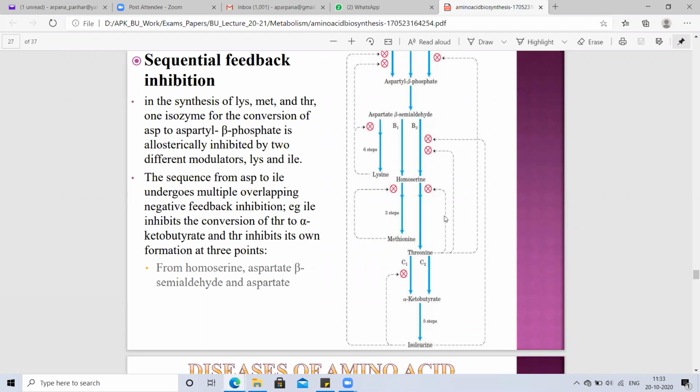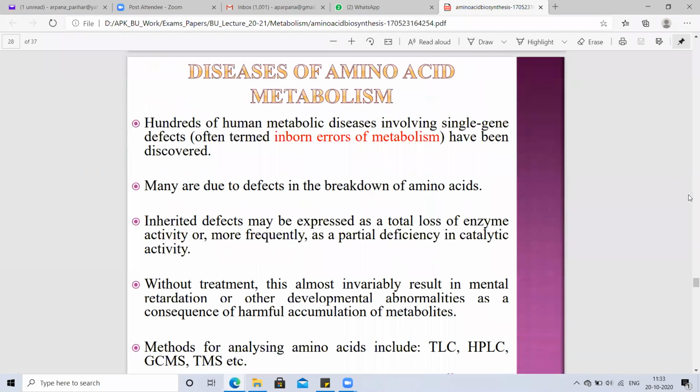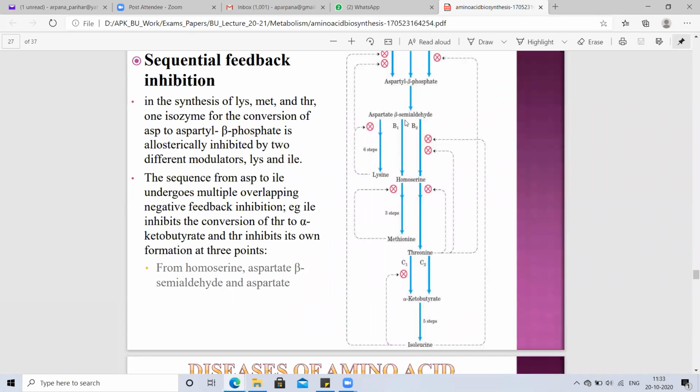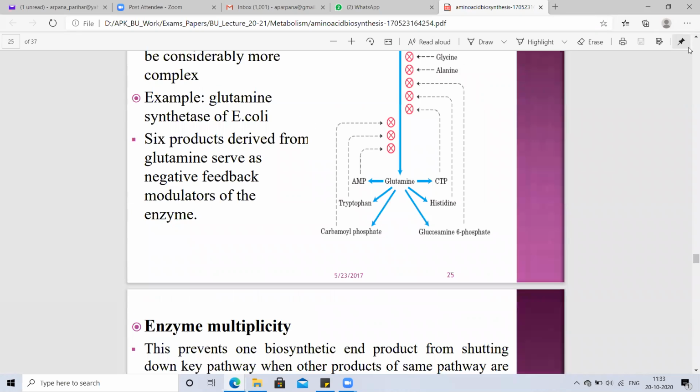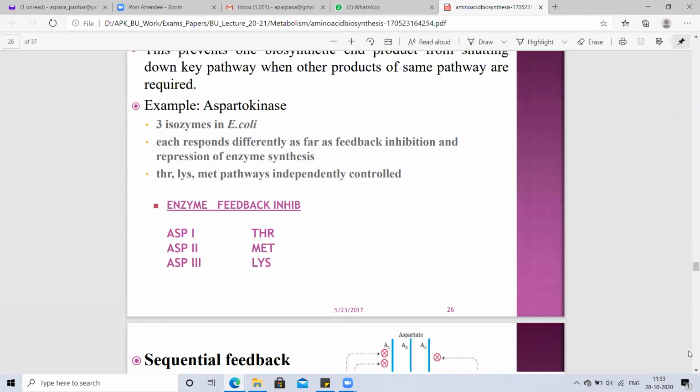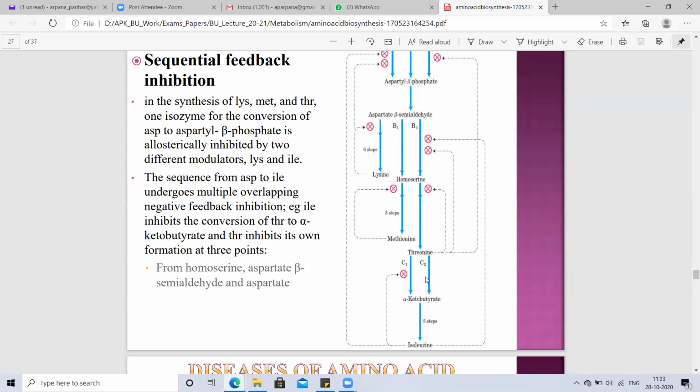So these steps occur at points from aspartate to aspartyl beta semialdehyde, and aspartate beta semialdehyde to homoserine, and homoserine to methionine, and methionine to isoleucine. So I hope you can understand this sequential feedback inhibition. In amino acid biosynthesis, we have learned today about feedback inhibition, concerted feedback inhibition, and sequential feedback inhibition. We have simultaneously learned about the difference between sequential and concerted feedback inhibition. If you have any doubt, you can ask, or otherwise we can move to the other part. Okay.